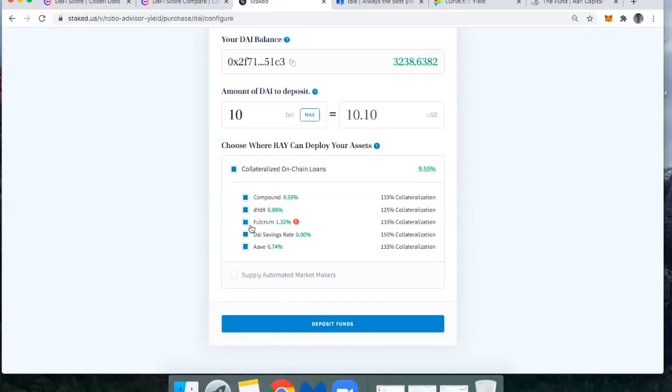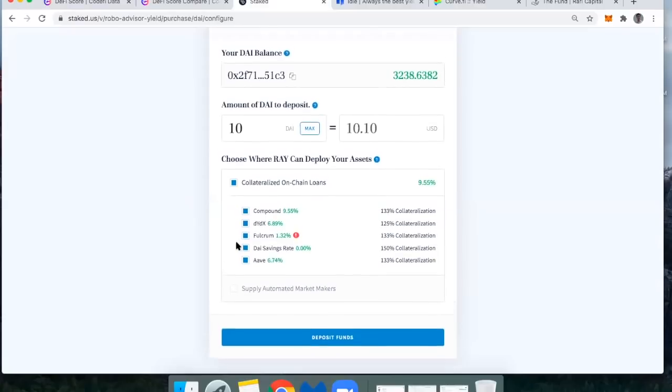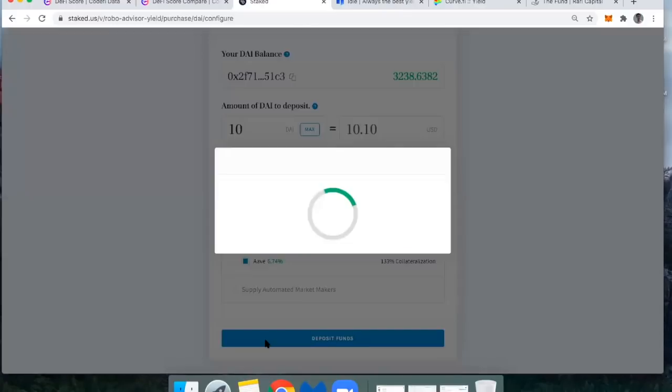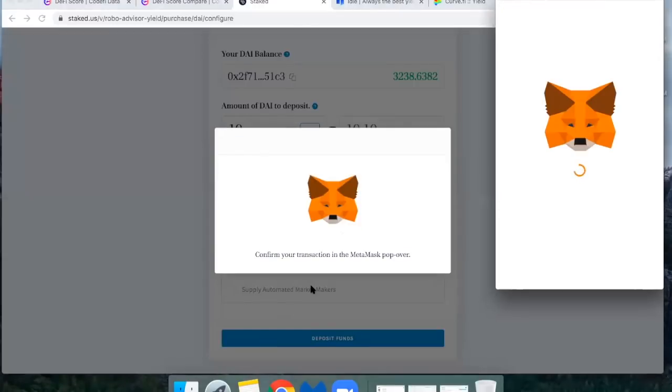So anyways, if you leave this checked, in the future, if and when they begin lending there again, it just means that your DAI could move into that pool. For right now, I'll just leave it checked as is. Other than that, I'm all good to go. So I would just click deposit funds, and then this will take me through 2 different MetaMask transactions.